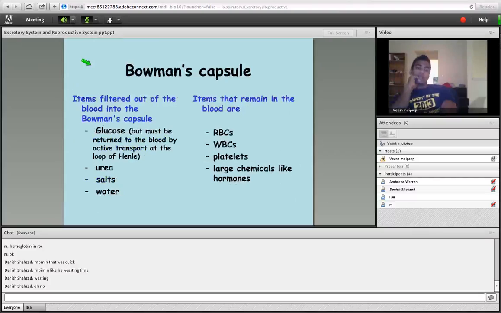Okay, so things that are filtered out in the blood into the Bowman's capsule are glucose, urea, salts, and water, and items that remain in the blood. So this is what's being exchanged between the glomerulus, which is the ball of capillaries, and the Bowman's capsule. So what's going to be entering the nephron for excretion. The stuff that stays in the blood are obviously the blood cells, the red blood cells, the white blood cells, platelets, and also hormones. Larger chemicals, because they can't just diffuse into the Bowman's capsule like some of these other things.